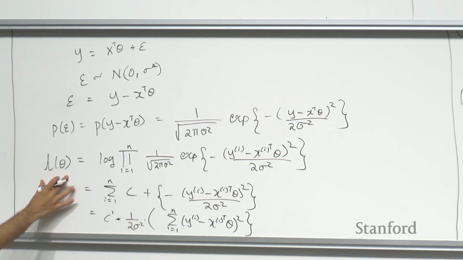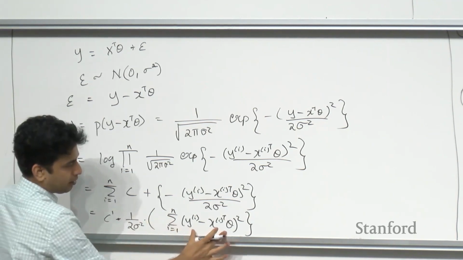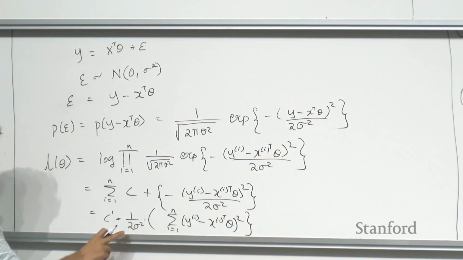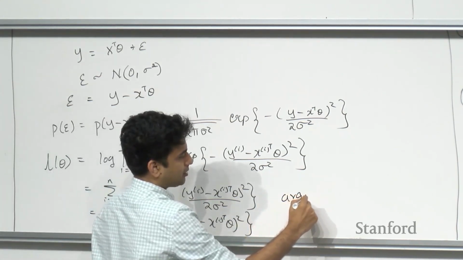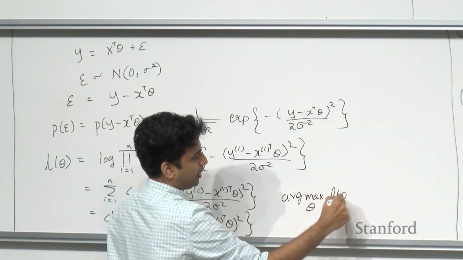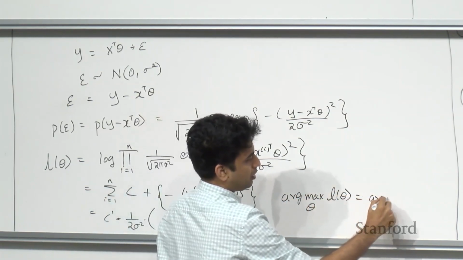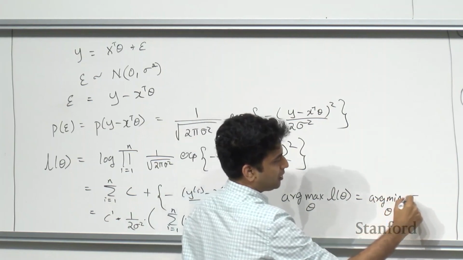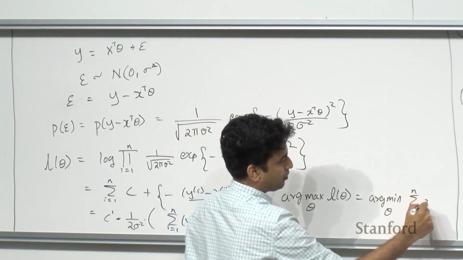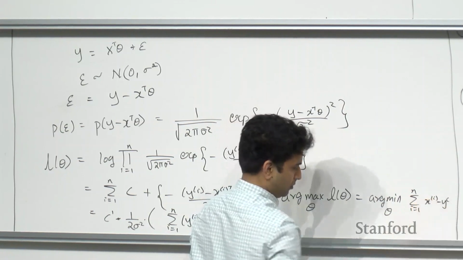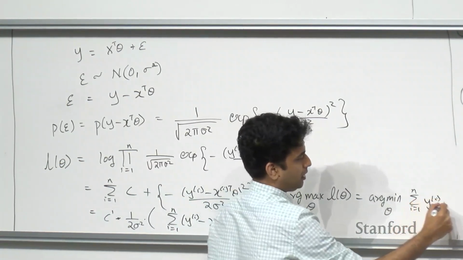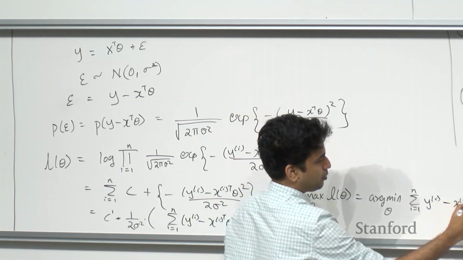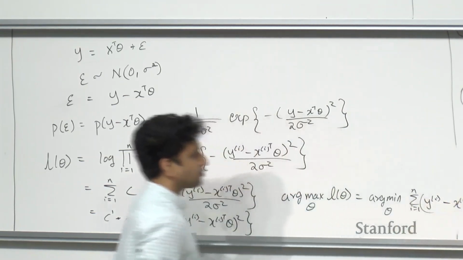If you want to maximize this, that is the same as minimizing the term inside, right, because of the negative sign. And we can also ignore this 2 sigma square because it's just a common positive scalar across all examples. So arg max with respect to theta of L of theta is equal to arg min over theta of this sum over i equals 1 to n of (yi minus xi transpose theta) square, right?